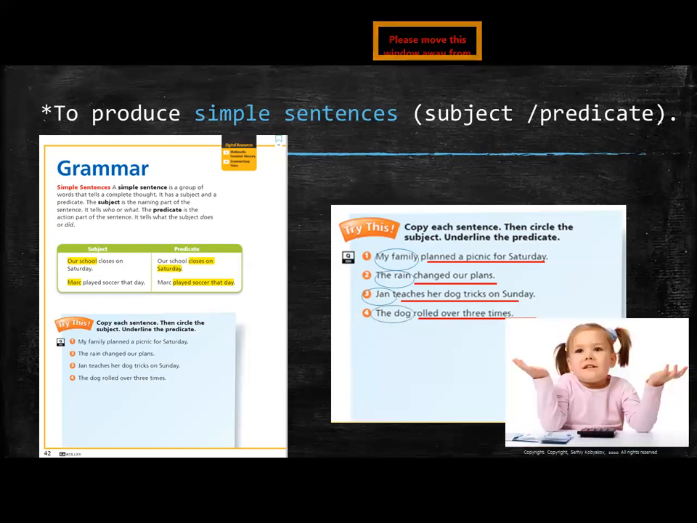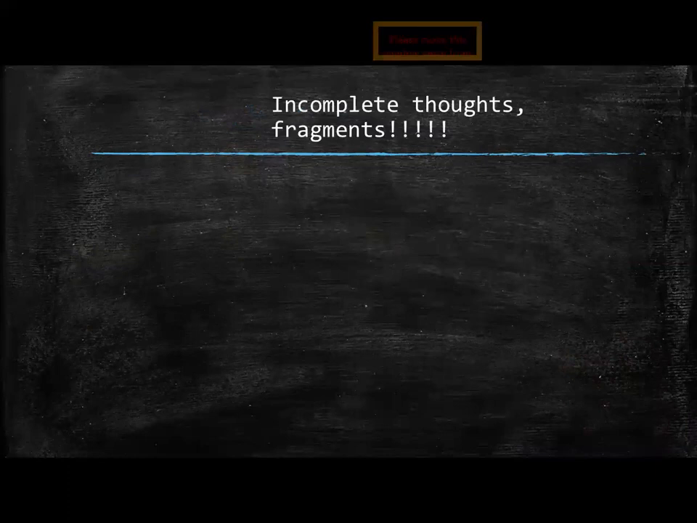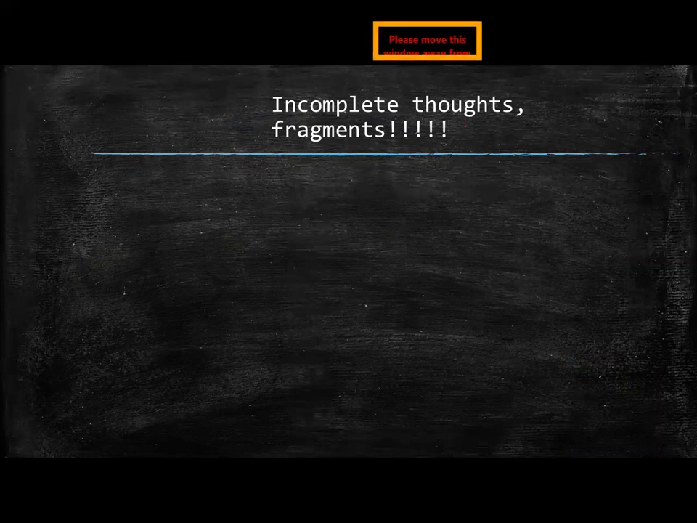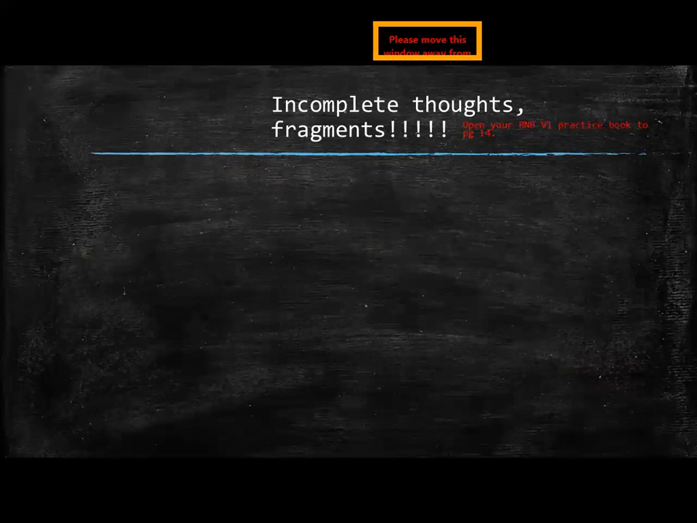Now the question is, Ms. Heba, why are we doing this? Well, we're doing this, guys, because we need to manage incomplete thoughts, those fragments that you write. How to fix those? I'll show you how. So what I want you to do is open your R&B practice book to page number 14. You can always pause this video.